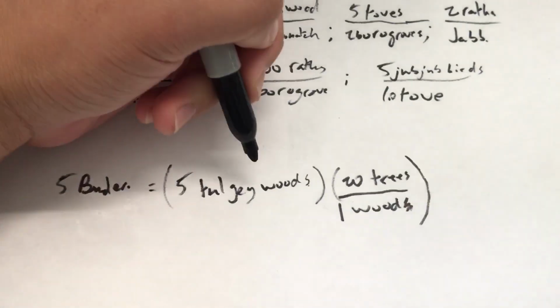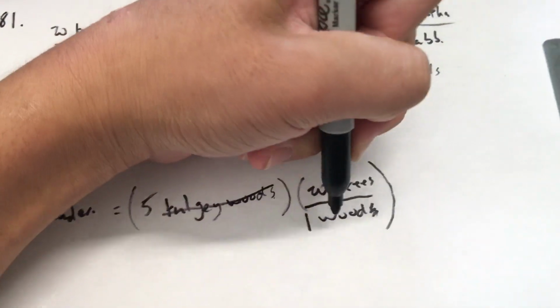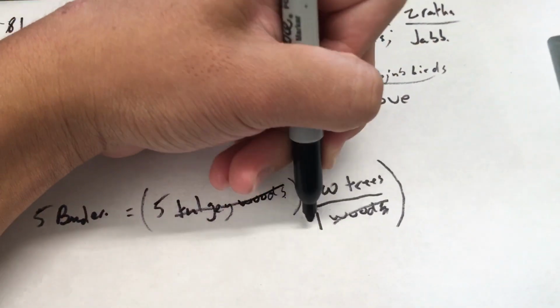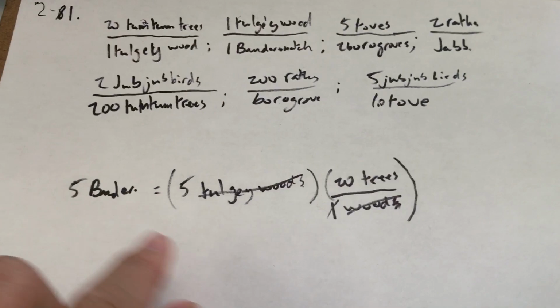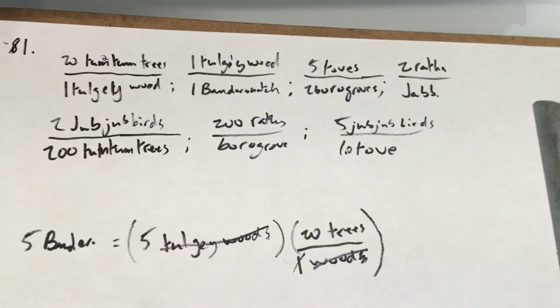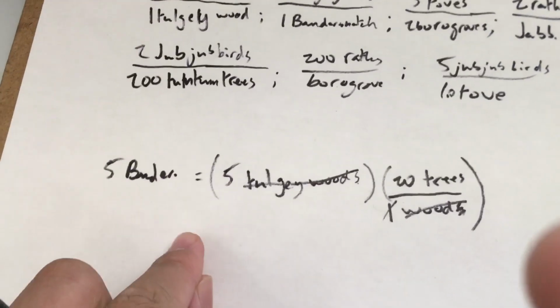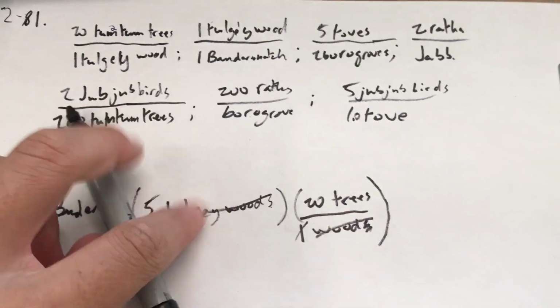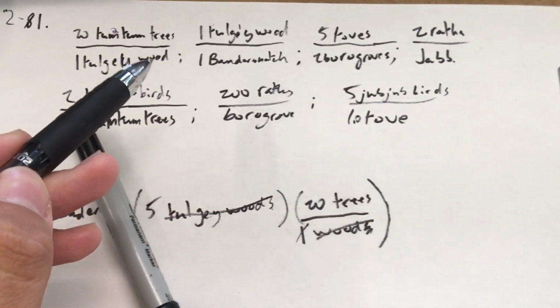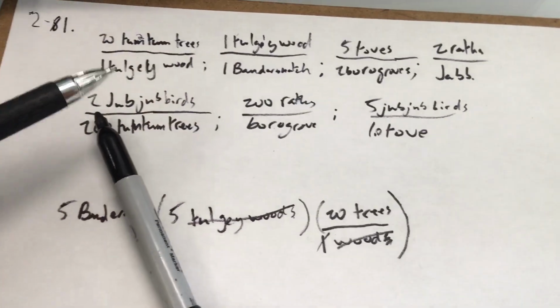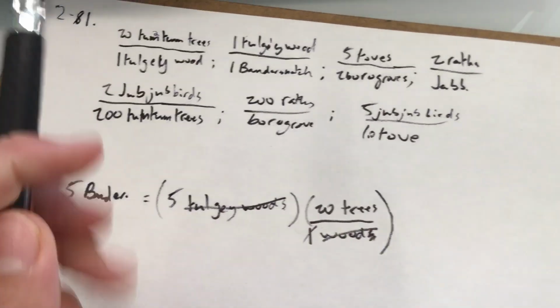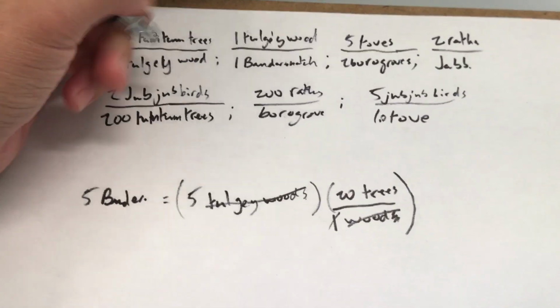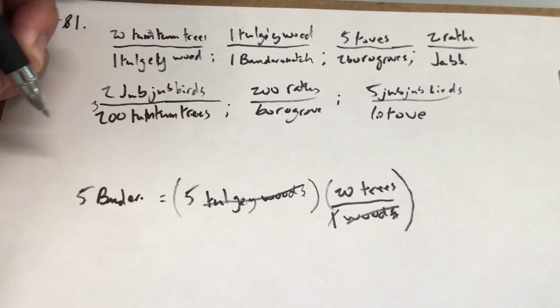So now we here these units cancel out. This is just a 1, so that's canceled out as well. So now 5 bandersnatches is equal to 5 times 20 tum-tum trees. So now we have tum-tum trees. So now we need to find another one of these units that has tum-tum trees in it. So if we look through here, we see this one does. This is 3. And now you see a pattern.